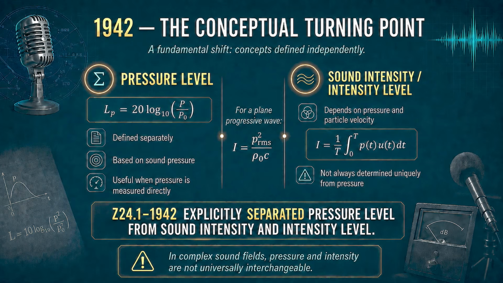I equals 1 divided by T, times the integral from 0 to T, of p(t) times u(t), dt. Under a simple plane progressive wave condition, this becomes I equals p RMS squared, divided by rho naught times c. In that special case, sound pressure and sound intensity have a simple relationship, and pressure level and intensity level can correspond numerically.